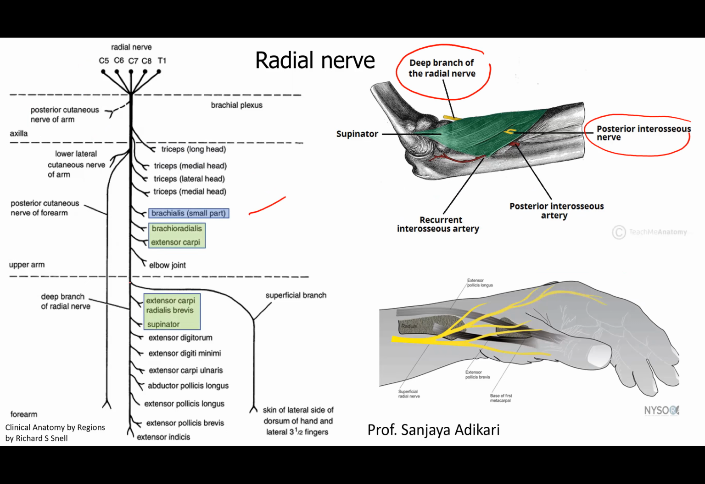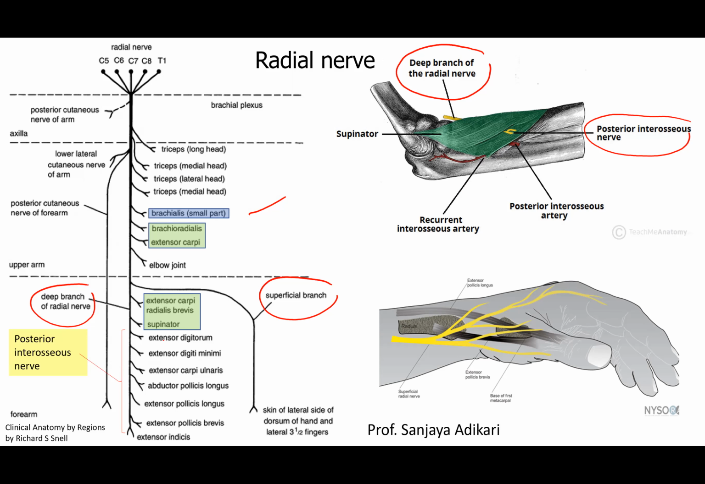So this is the point. Now, at the elbow, it divides into the superficial branch and deep branch. The deep branch supplies extensor carpi radialis brevis and supinator muscles in the forearm. Then the rest of the muscles, the extensor digitorum, extensor digiti minimi, and so on, are supplied by the posterior interosseous nerve. So technically, even though the posterior interosseous nerve emerges through supinator, the supinator is actually supplied by the deep branch of the radial nerve. Then only it becomes the posterior interosseous nerve.